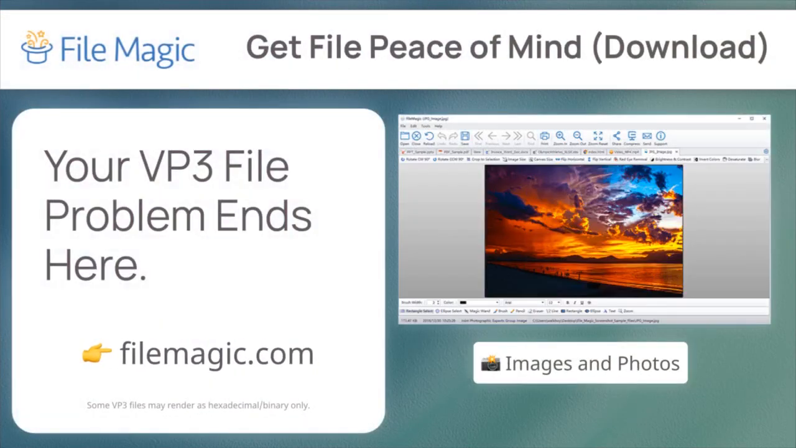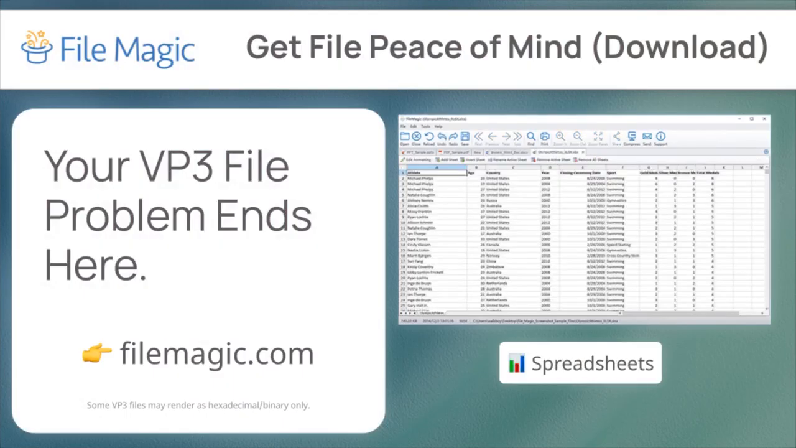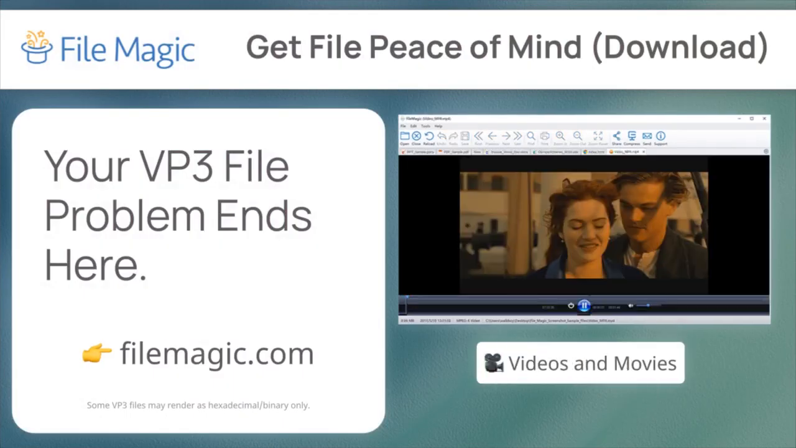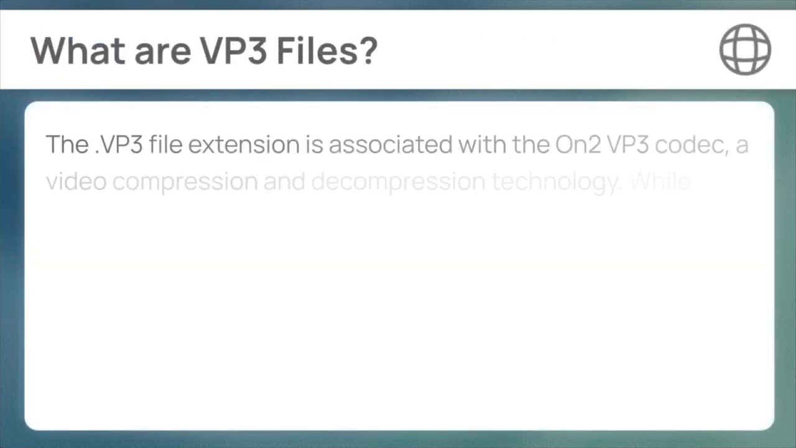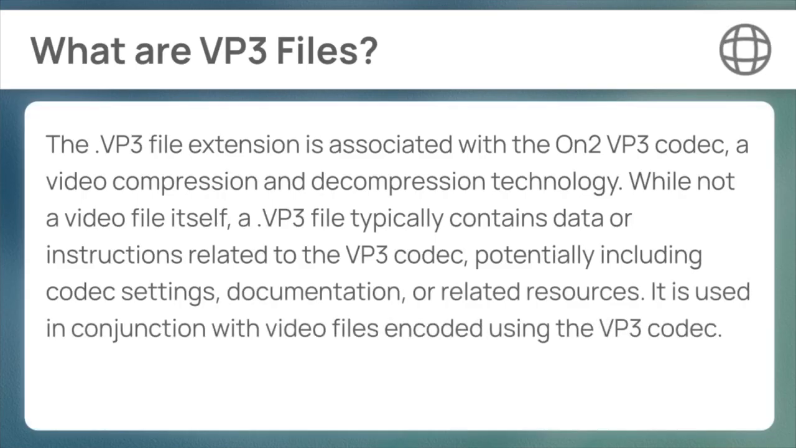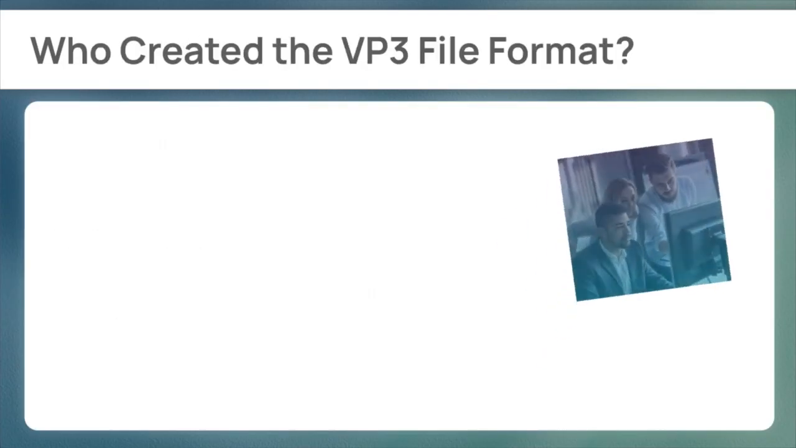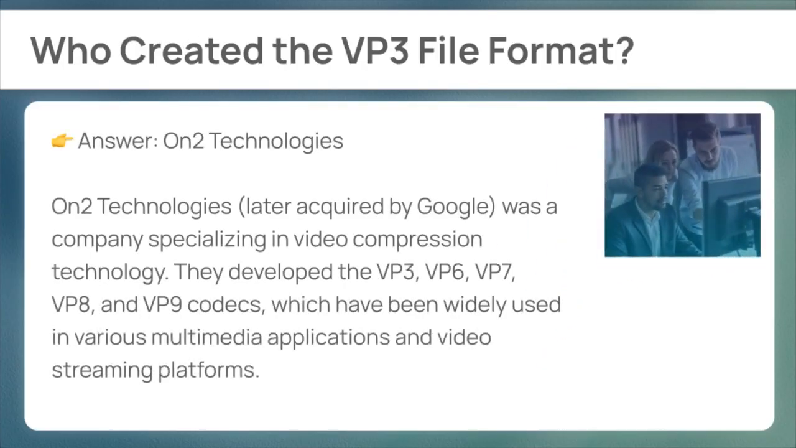The efficacy of this tool hinges on the speed and analysis power of a single VP3 file inspection program that services hundreds of formats. The VP3 file extension is associated with the On2 VP3 codec, a video compression and decompression technology. While not a video file itself, a VP3 file typically contains data or instructions related to the VP3 codec, potentially including codec settings, documentation, or related resources. It is used in conjunction with video files encoded using the VP3 codec.